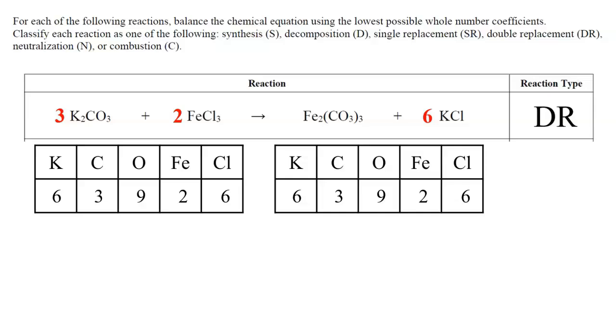and 6 chlorines. And if I look at both the left side of the equation and the right side of the equation, I realize that now this equation is balanced. 6 potassiums, 3 carbons, 9 oxygens, 2 irons, and 6 chlorines on both the left side and the right side of the equation. So this equation is balanced with coefficients from left to right of 3, 2, 1, and 6.